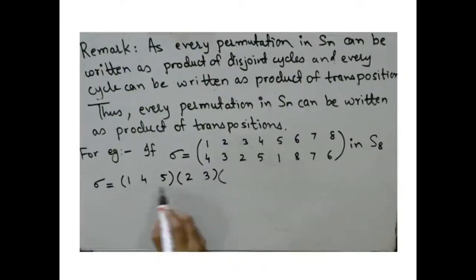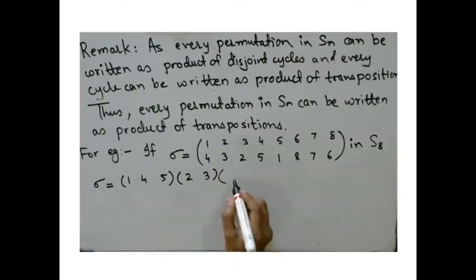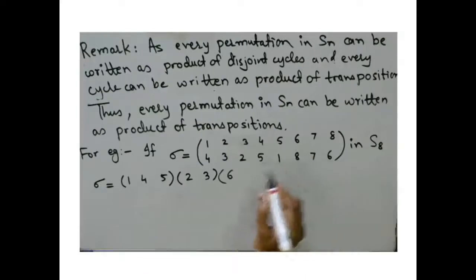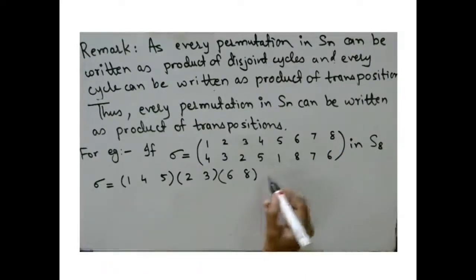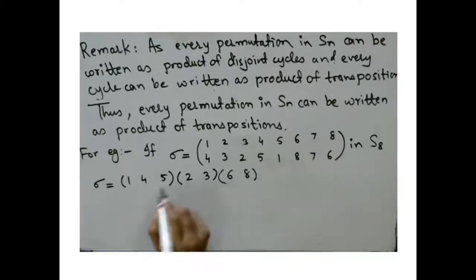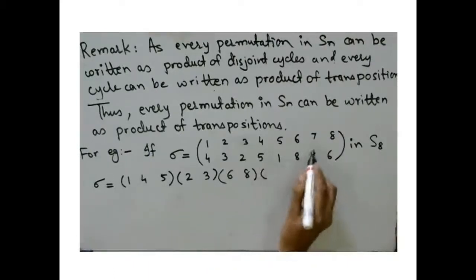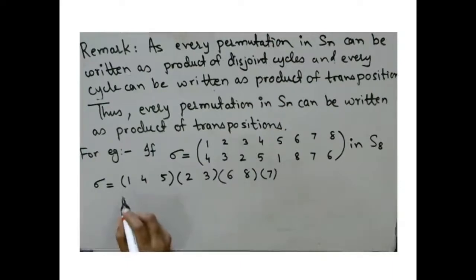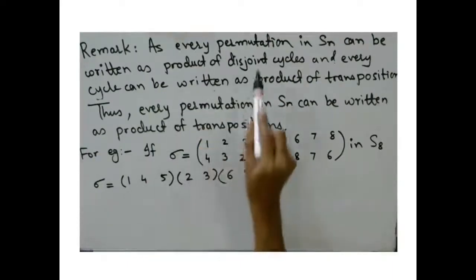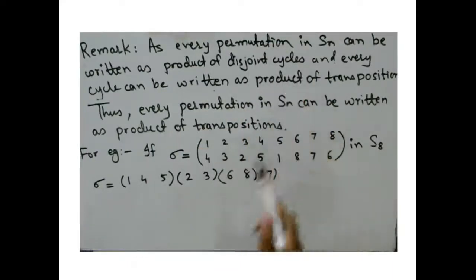Take any element which is not there in this cycle. So start with 2, 2 maps to 3, 3 maps to 2 again. So close the cycle here. Then take an element which is not there in these two cycles. So let me take 6, 6 mapping to 8, 8 mapping to 6. So close the cycle here. And then take an element which is not there in these three cycles, which is 7. So 7 maps to 7, so you get a one-cycle. If you don't write this cycle, then also it is okay. It is understood that 7 is mapping to itself. So we have written sigma as a product of disjoint cycles.